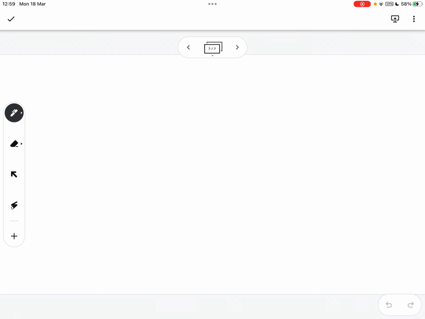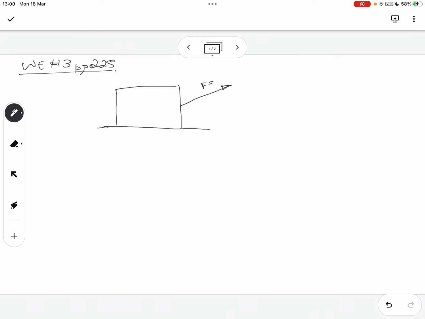Okay. All right. So now, a box is being pulled at an angle. So I want you to think about it this way: the force applied on the box. This is worked example number 3 on page 225. So the box is pulled at an angle that is 60 degrees to the horizontal.